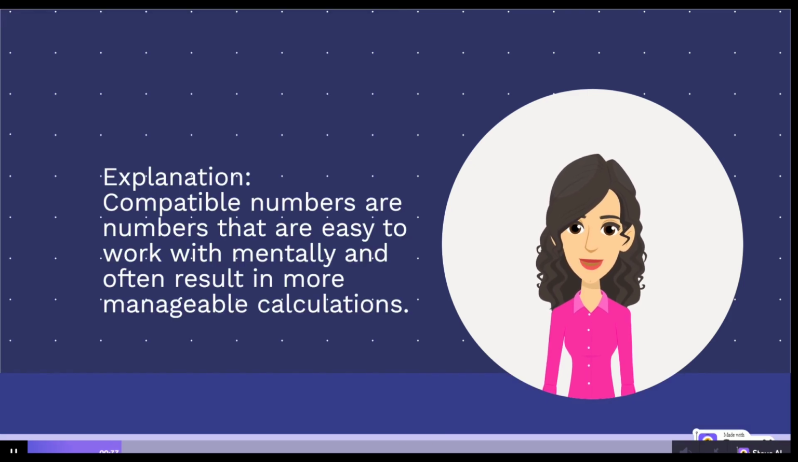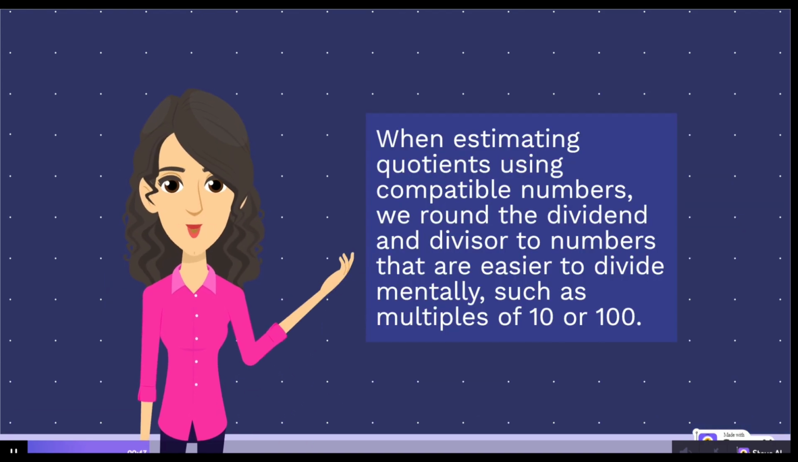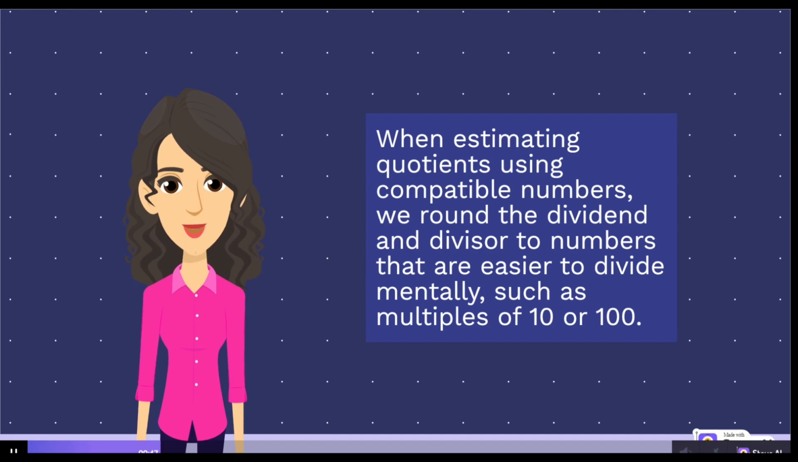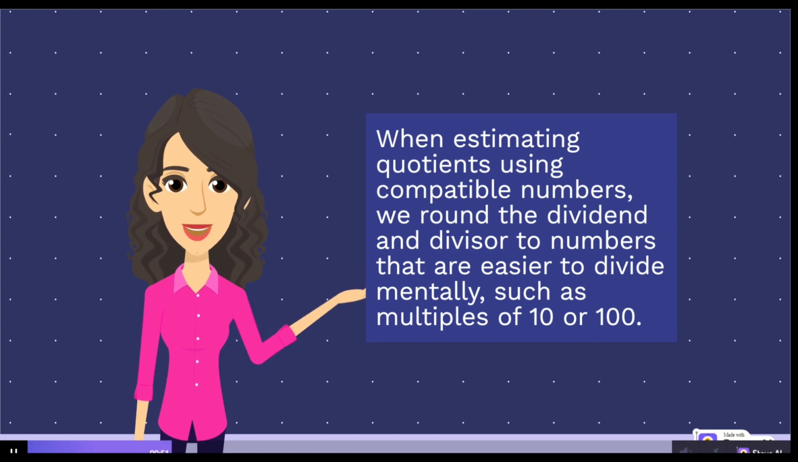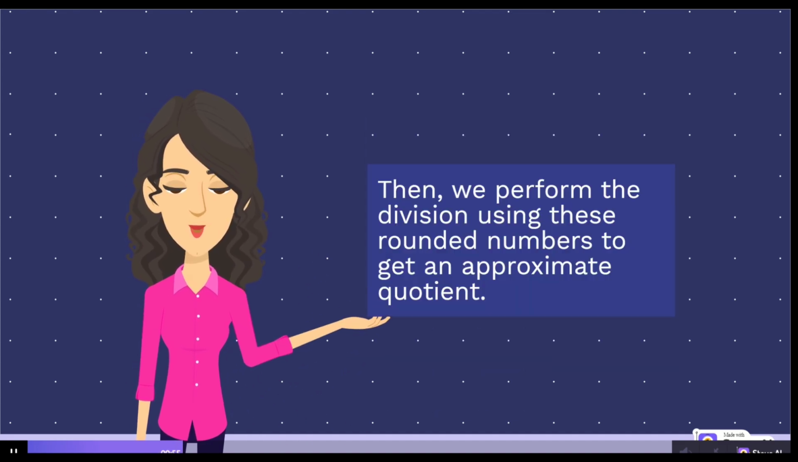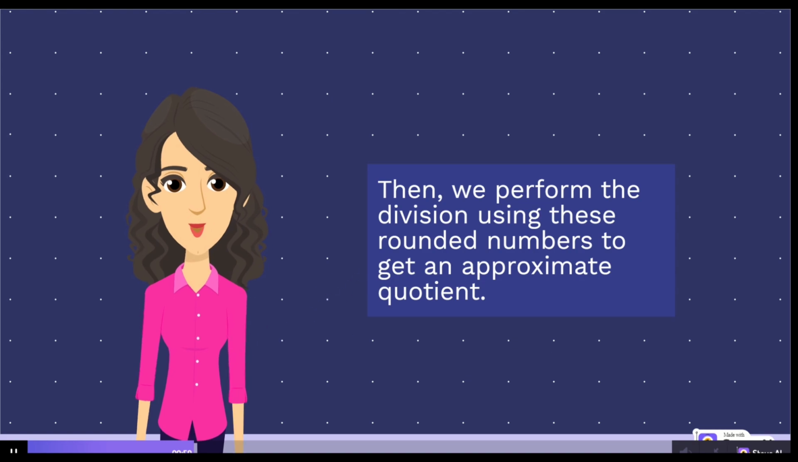Explanation. Compatible numbers are numbers that are easy to work with mentally and often result in more manageable calculations. When estimating quotients using compatible numbers, we round the dividend and divisor to numbers that are easier to divide mentally, such as multiples of 10 or 100. Then, we perform the division using these rounded numbers to get an approximate quotient.